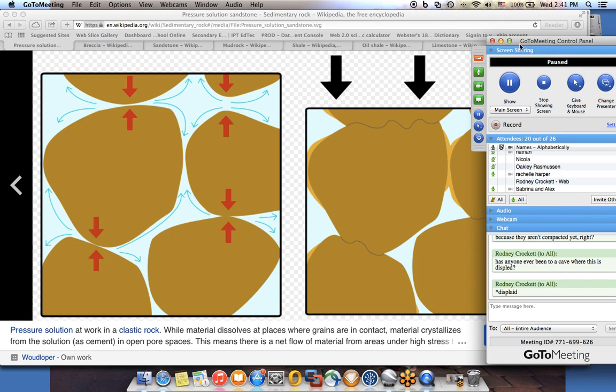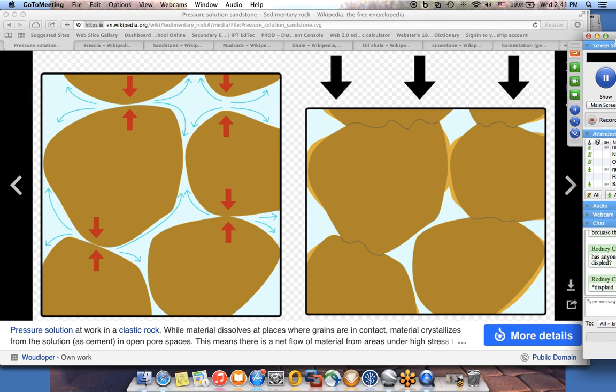Rodney asked, has anyone ever been to a cave where this is displayed? Yes, I've been to the Timpanogos cave here, and that is awesome. That is a great trip to do.